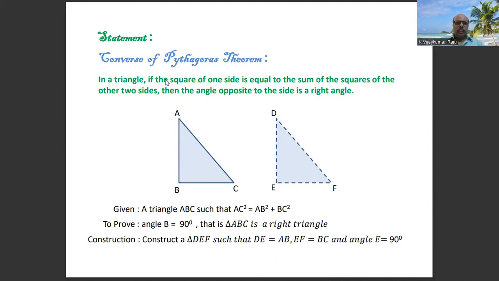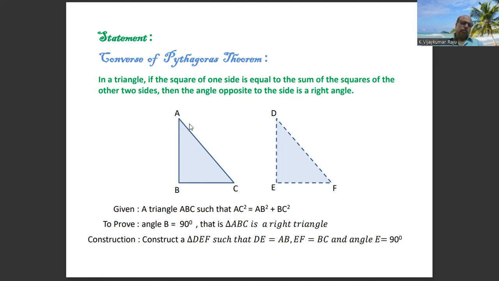So in a triangle, if the square of one side is equal to the sum of the squares of the other two sides, then the angle opposite to the side is a right angle. This is the converse of the Pythagoras theorem, which he wants you to prove.